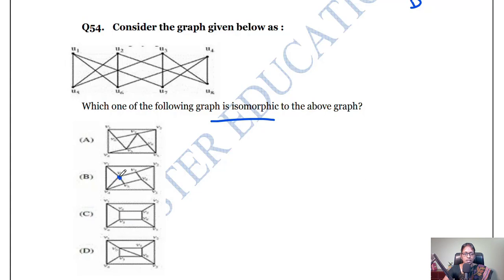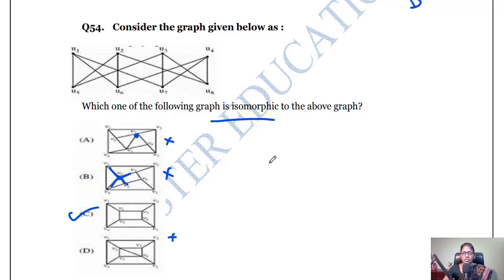So this vertex has degree 4: 1, 2, 3, 4. But here all the vertices have only degree 3, right? So you can remove this, you can remove this, you can remove this. So option C is the correct answer.